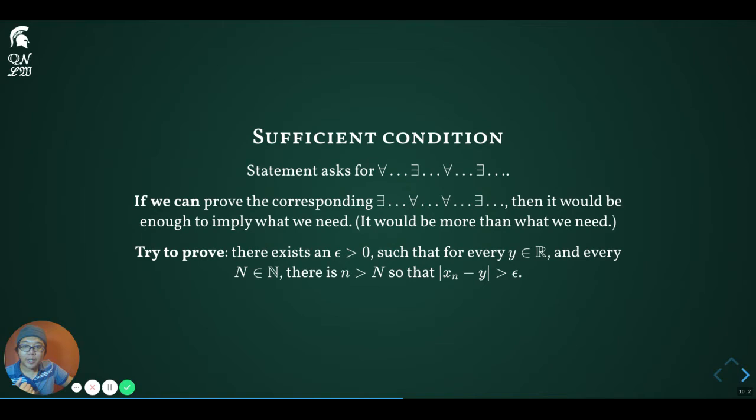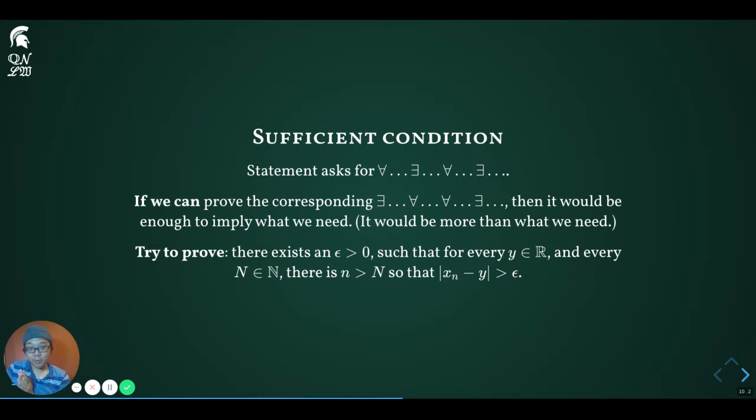To implement this strategy, we can try to prove that for our sequence, there is in fact a universal epsilon such that no matter which y and n you picked, there is always a later small n at which the term x sub n is more than epsilon distance away from y.